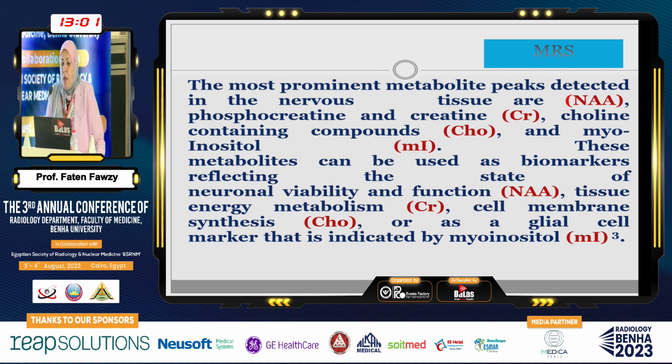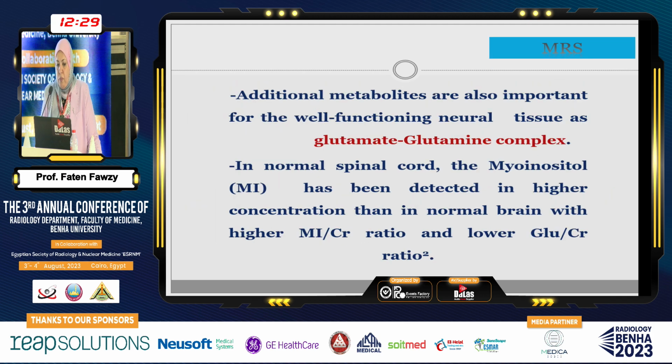management. As you know, the most important neural metabolites are N-acetylaspartate, the creatine, the choline, and the myoinositol. These metabolites can be used as biomarkers reflecting the state of neural viability and function in the form of N-acetylaspartate, tissue energy metabolism, the creatine, cell membrane synthesis or breakdown as the choline, as well as the glial cell marker that is reflected by myoinositol.